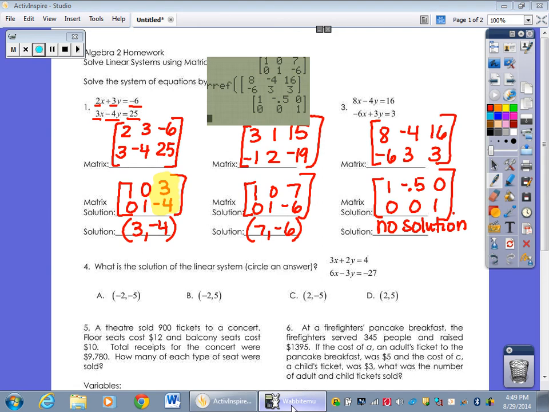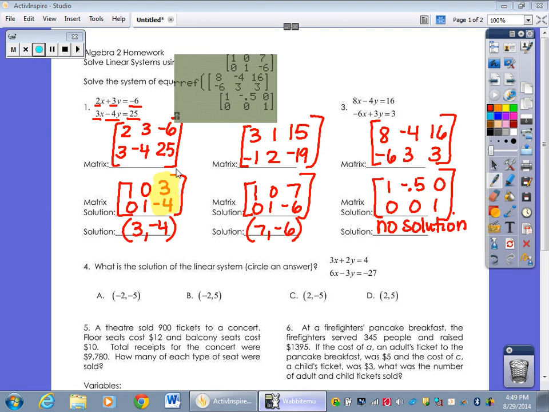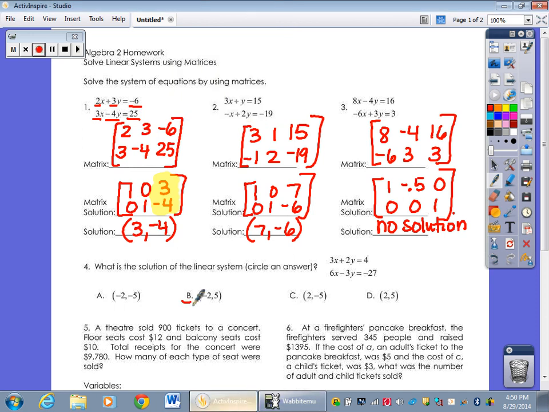We work this on the calculator. Got 3, 2, 4, -6, -3, -27. Solution should be -2, 5. So that's going to be E.